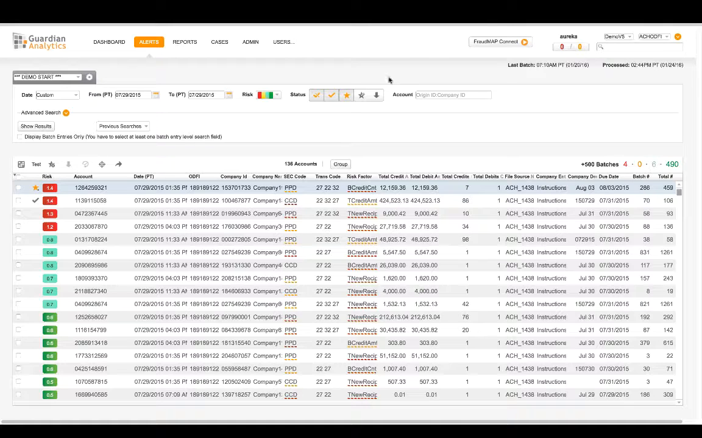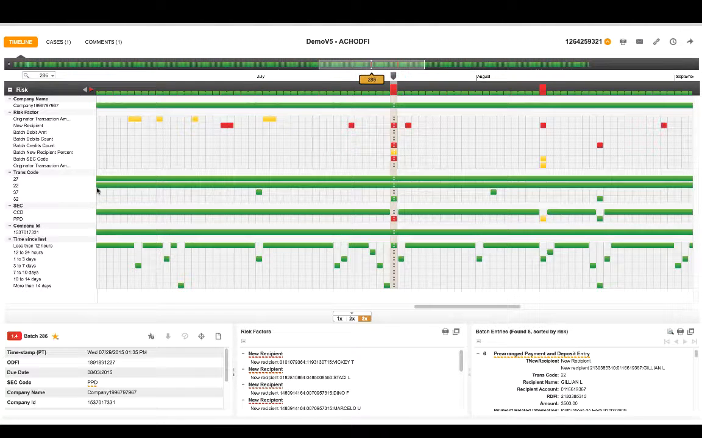Now, of the hundreds of batches on this particular day, as a fraud analyst, I only need to focus on the reds or the high-risk transactions, which have now been bubbled up to the top for today. I'm going to look at the first batch here, the alert with the risk score of 1.4. And once I click on that, it leads me to what we call our timeline page.